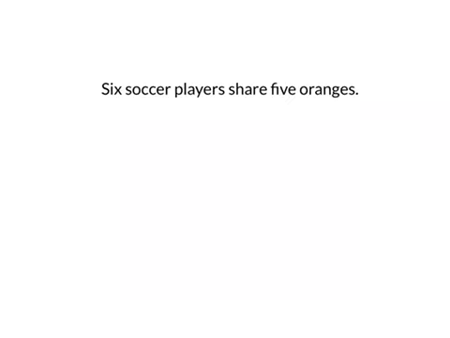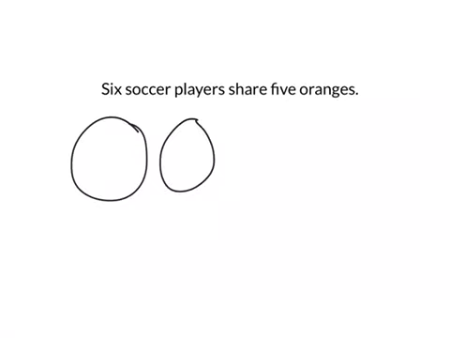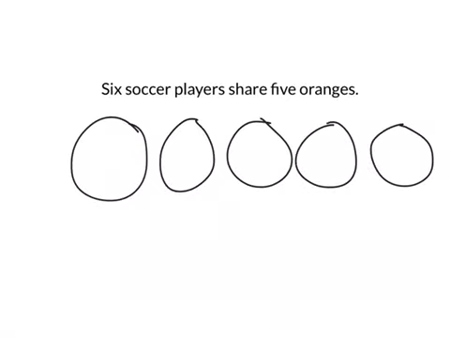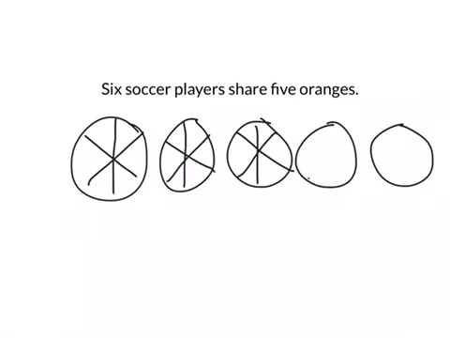All right, here we go. So there's 5 oranges, so I'm going to draw 5 oranges. 1, 2, 3, 4, 5. Divide each one into 6 sections. So I'm going to do the cross like this. So each one has 6 sections.